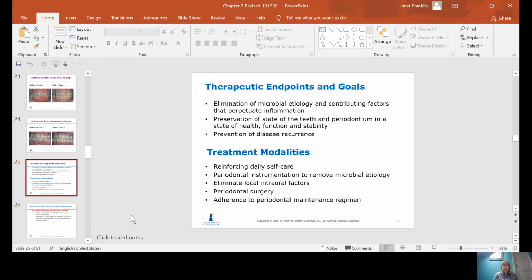Preservation of the teeth and the periodontium in a state of health, function, and stability. So we want our patients to be healthy, we want them to be able to function, and we want it to last. And we don't want it to come back or recur.